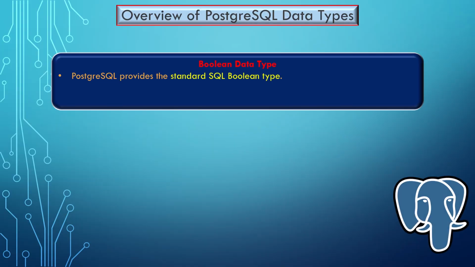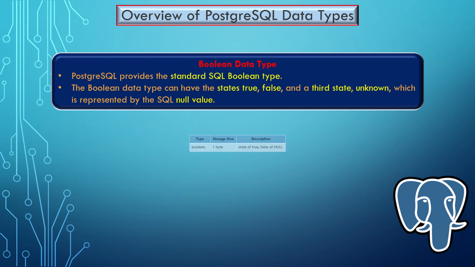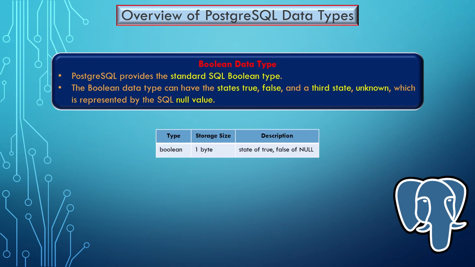PostgreSQL provides the standard SQL Boolean type. The Boolean data type can have the states true, false, and a third state unknown, which is represented by the SQL null value.